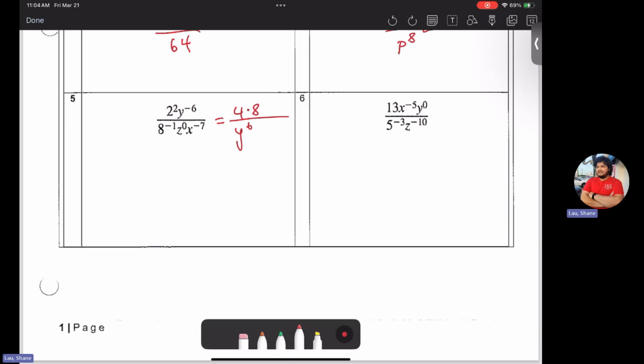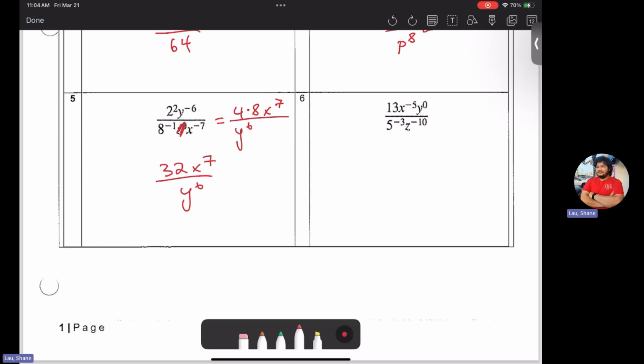Then the next part I see is z to the 0th power. That's going to be just 1. So basically you can ignore it. Then I'm left with x to the -7. That goes on top. And of course, I simplify. 4 times 8 is 32. x to the 7th over y to the 6th, just like so.